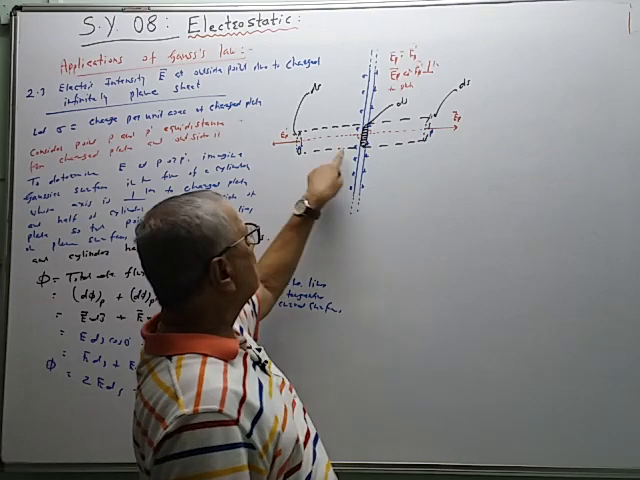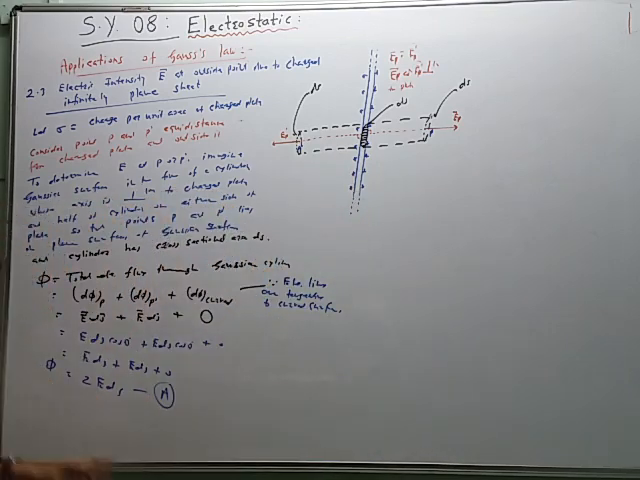So EDS plus 0, this is the total electric flux passing out through the Gaussian cylinder. Now we use the Gauss theorem.